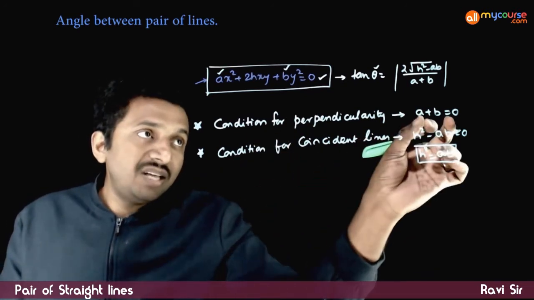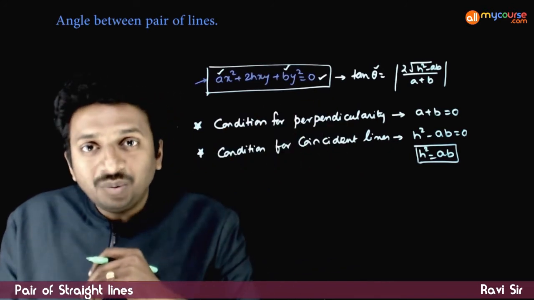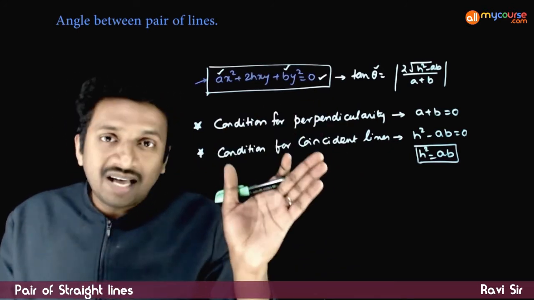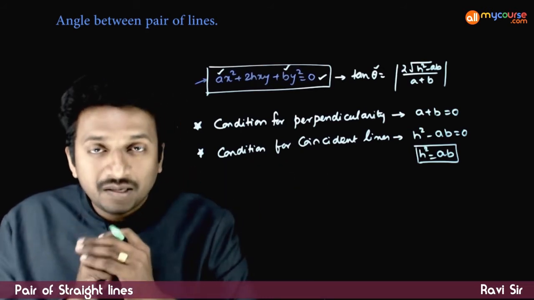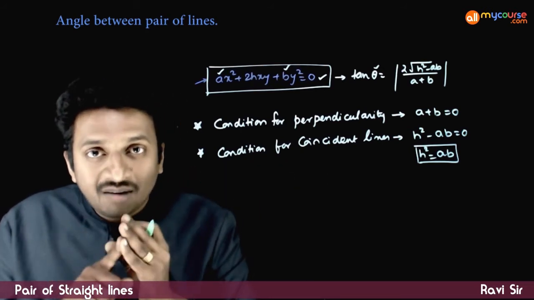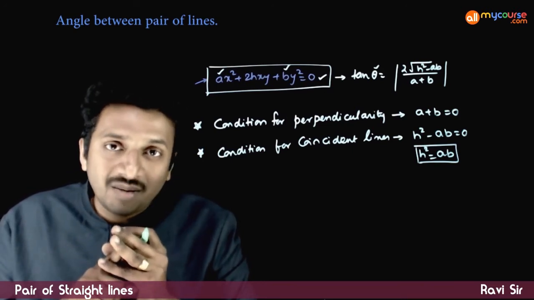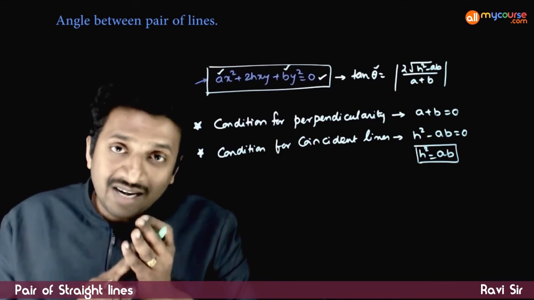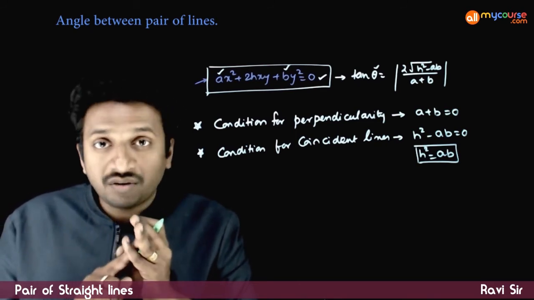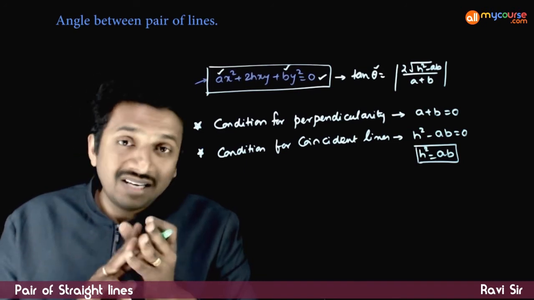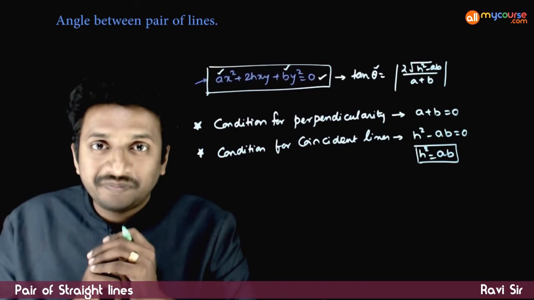If a plus b is equal to 0, then the lines are perpendicular to each other. So these are the two conditions which you need to keep in mind. One is the formula for the angle between the lines: tan theta is equal to 2 root (h square minus ab) by (a plus b). And the condition for perpendicularity: the coefficient of x square plus the coefficient of y square is equal to 0. The condition for coincident lines: h square is equal to ab.